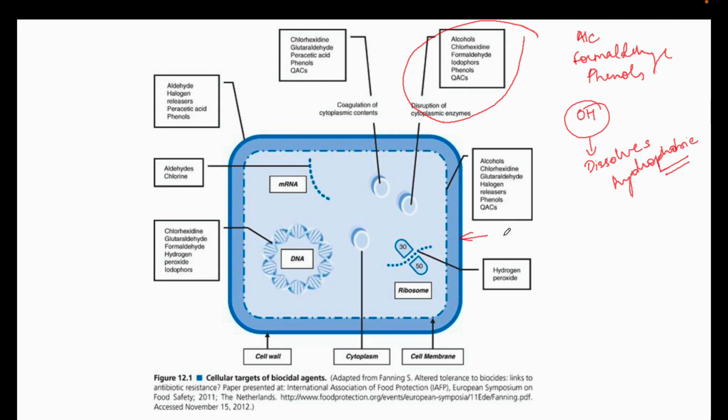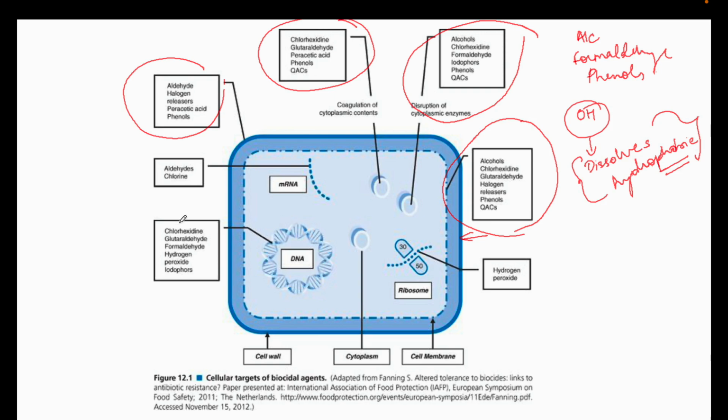So the phenols are capable of dissolving the membranes as well as the hydrophobic enzymes which are present in the cytoplasm. This is very important. Phenols are the alcohols which help to dissolve hydrophobic molecules.